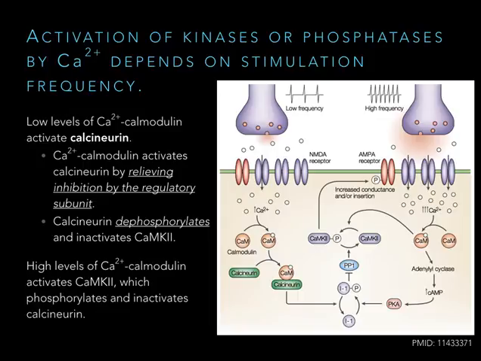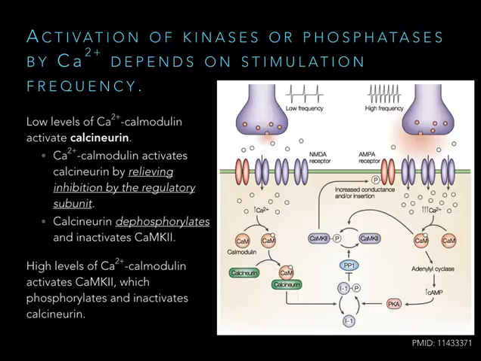Calcineurin gets activated just like the other kinases we've talked about. It's the exact same cellular logic. Calcineurin is normally held in an inactive state by some regulatory subunit. When calcium calmodulin binds to the regulatory subunit, that inhibition is removed, and now we have active calcineurin. Calcineurin can then dephosphorylate kinases such as CAM kinase 2, for example.